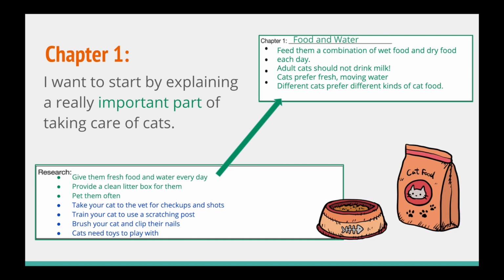For this section, you want at least 3 or 4 facts for your chapter. If you're having a hard time finding 3 or 4 different facts, then maybe it's not an important part of your topic, and maybe you should choose another subtopic for your chapter.